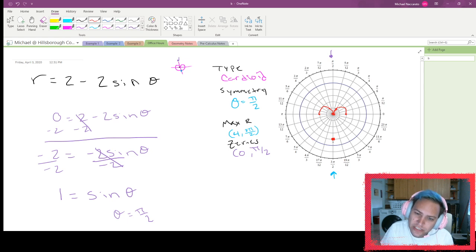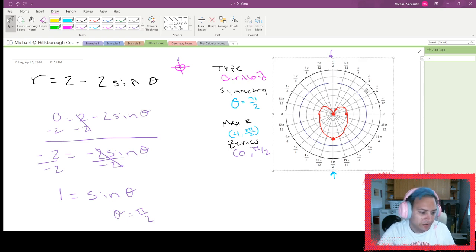Ultimately, now I just need to get myself to swing down here. I think we have enough points at this point to make it clear what's going on. There's our cardioid, little heart shape. So just by plugging in a couple points, you can do that with those extra pieces. And that's the point of this. If you have an idea what the shape should look like, you know its symmetry, and you know its max R values and its zeros, it makes it really easy to figure out what that graph should be doing. So let's look at another one.